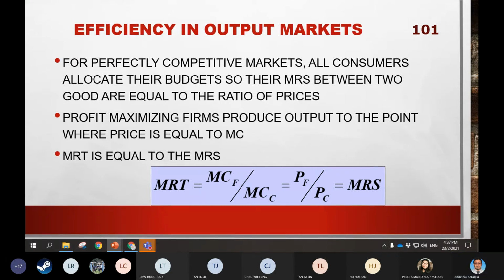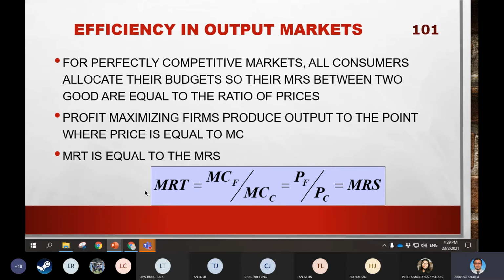And now we say also, at the same time, each profit-maximizing firm, to maximize profit, must produce its output up to the point where the price equals the marginal cost. In a perfectly competitive market, we produce at PF, the price of food, equal to the marginal cost of food, and PC, the price of clothes, equal to the marginal cost of clothes, or MC of C. So if I change this PF divided by PC, since PF equals MCF, I will have MCF divided by MCC, and this is actually equal to the marginal rate of transformation.